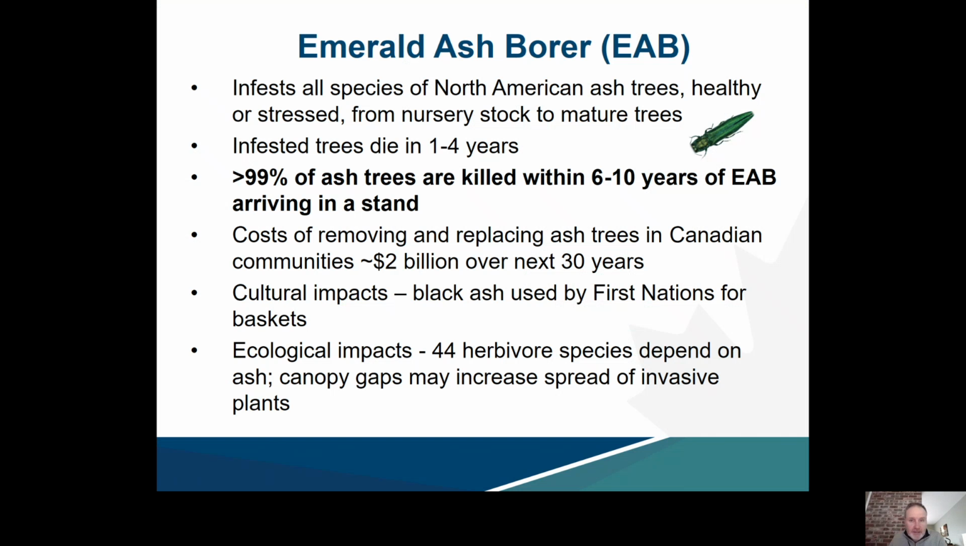Emerald ash borer is a significant pest of ash trees. It infests all species of North American ash, healthy or stressed trees, and from nursery stock size to mature trees. Infested trees will die within 1 to 4 years typically, and significantly, over 99% of ash trees are killed within 6 to 10 years of EAB arriving in an area or in a stand, if no management activities take place.